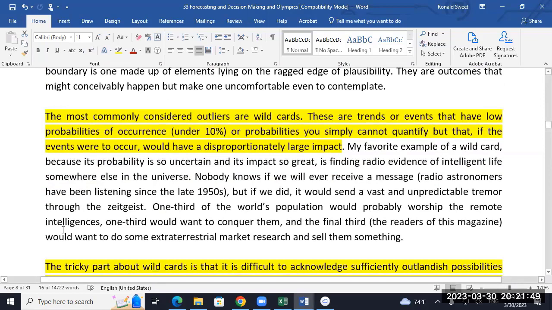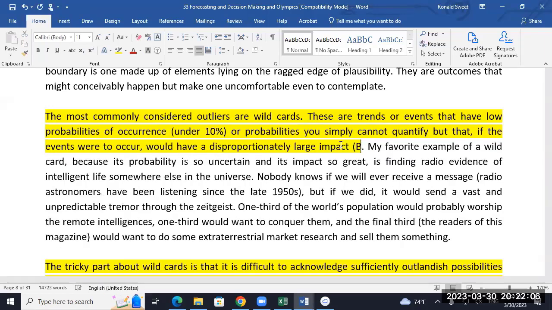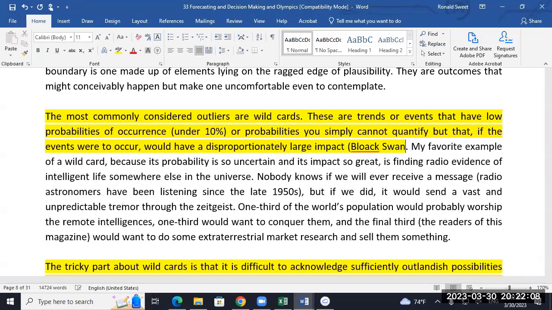The most commonly considered outliers are wild cards. These are trends or events that have low probabilities of occurrence, that you simply cannot quantify, but that if they were to occur, would have disproportionately large impact. What do we call this? Black swan. Right, we're going to get to that when we talk about Taleb.